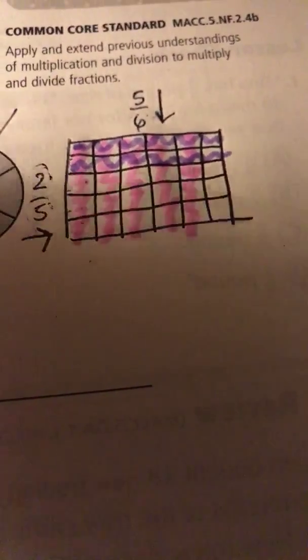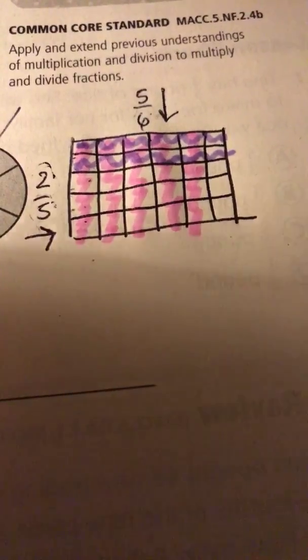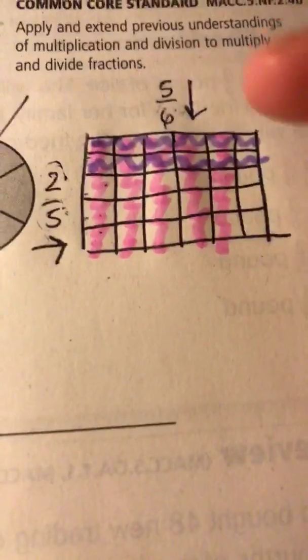And so what we discussed is once we've shaded it, we can now find our answer by finding the number of overlapping parts.